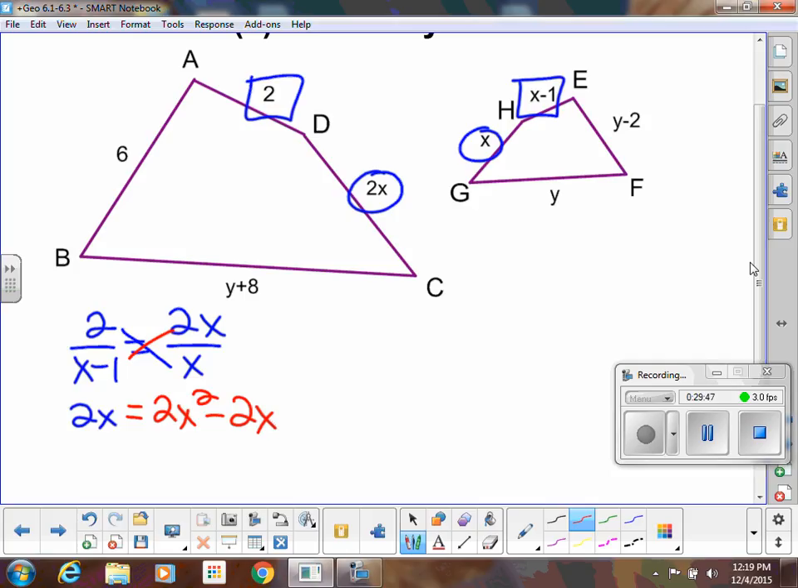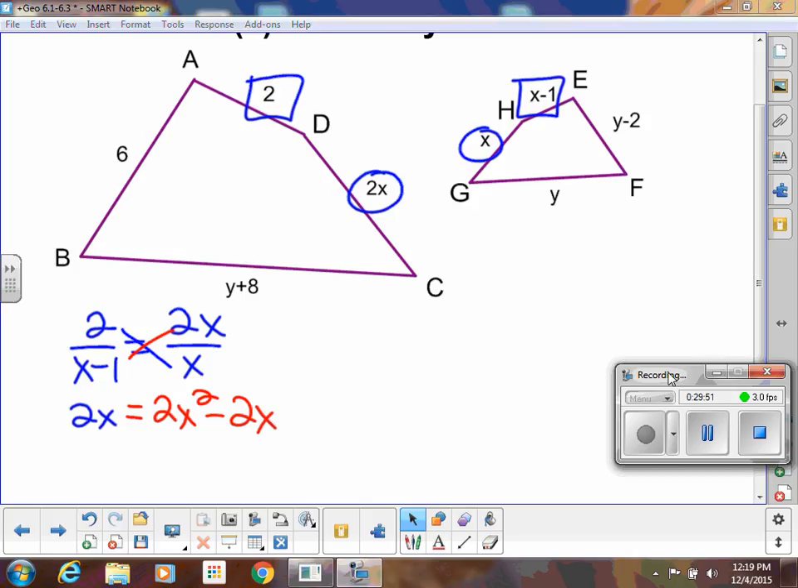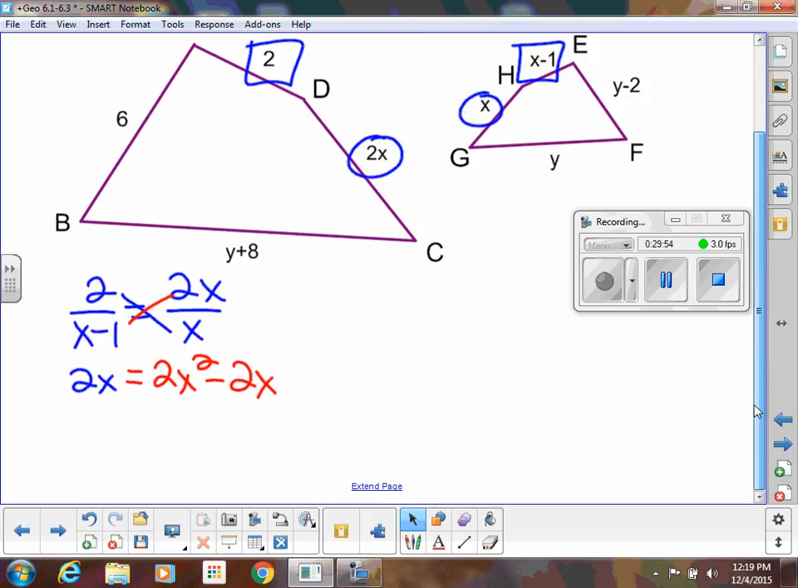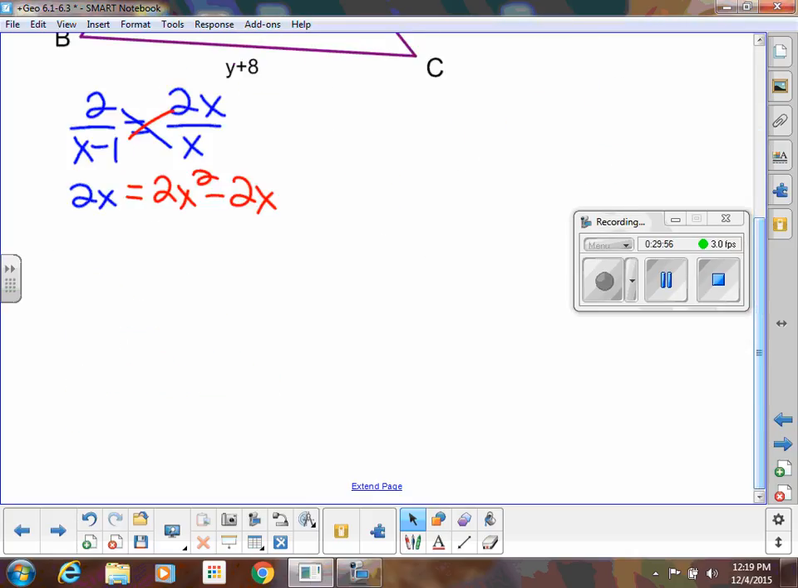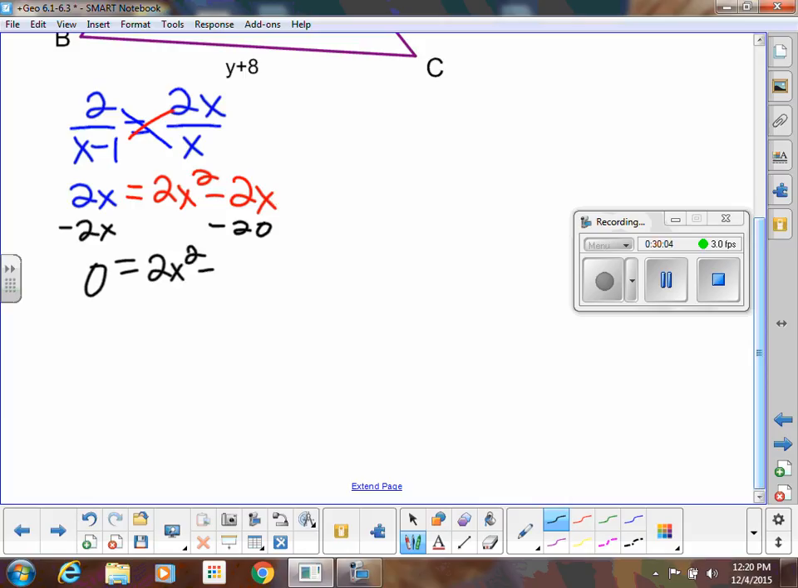All right, now I'm going to solve this, and this is a quadratic. Do you see how it has both an x squared and an x? This is what we were talking about. So combine your like terms, get everything on one side equal to 0. All right, and then we can either do quadratic formula or we can factor. I'm going to factor. It's a lot easier.